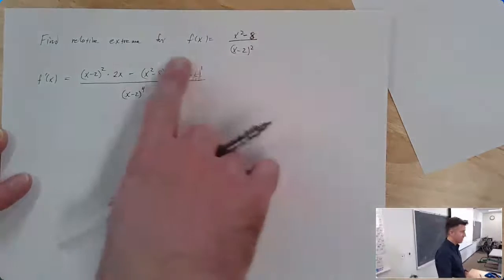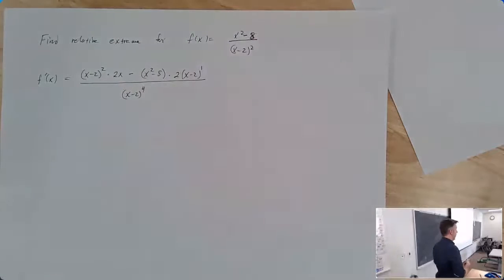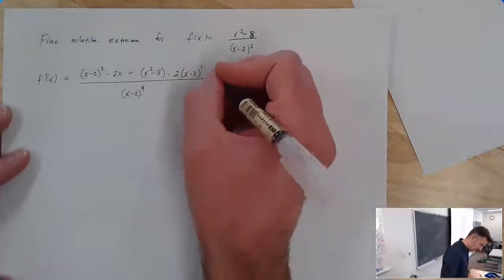So after I simplify this, I should end up with an x minus 2 to the third on the bottom. If I take the next derivative, after I simplify it, I should end up with an x minus 2 to the fourth on the bottom. It always happens. It's kind of cool. Does it make sense if you think about it? Maybe not. Anyway, we'll say more about that later.